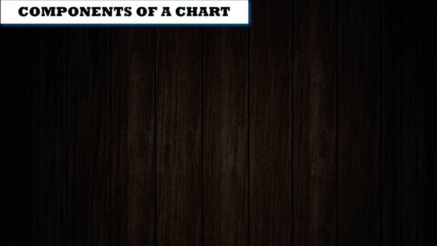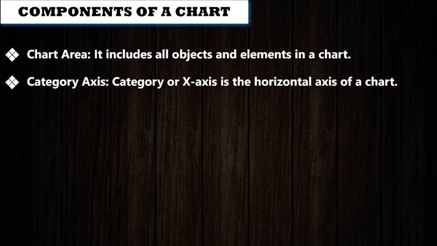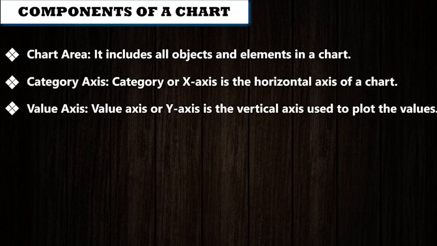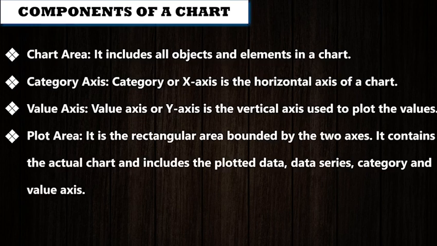Components of a chart. There are many components of a chart. They are mentioned as under. Chart Area. It includes all objects and elements in a chart. Category axis. Category or x-axis is the horizontal axis of a chart. Value axis. Value axis or y-axis is the vertical axis used to plot the values. Plot area. It is the rectangular area bounded by the two axes. It contains the actual chart and includes the plotted data, data series, category and value axis.